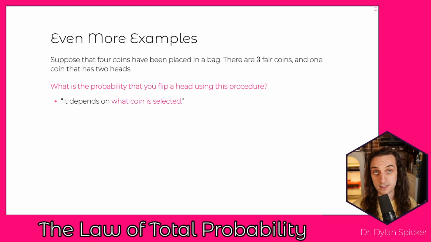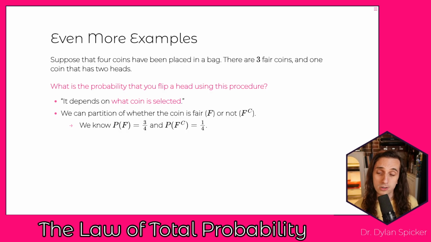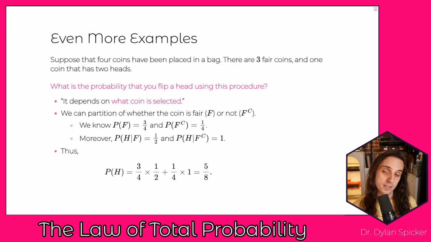Okay, so it's going to depend on what coin we select. If we partition whether the coin is fair or not fair, right, that's going to give us the probabilities. The marginal probabilities are 3/4 and 1/4, respectively. Moreover, we know if it's fair, the probability you get a head is 1/2. If it's unfair, the probability you get a head is 1. So the probability you get a head is going to be 3/4 times 1/2 plus 1/4 times 1, which gives us 5 out of 8 probability.